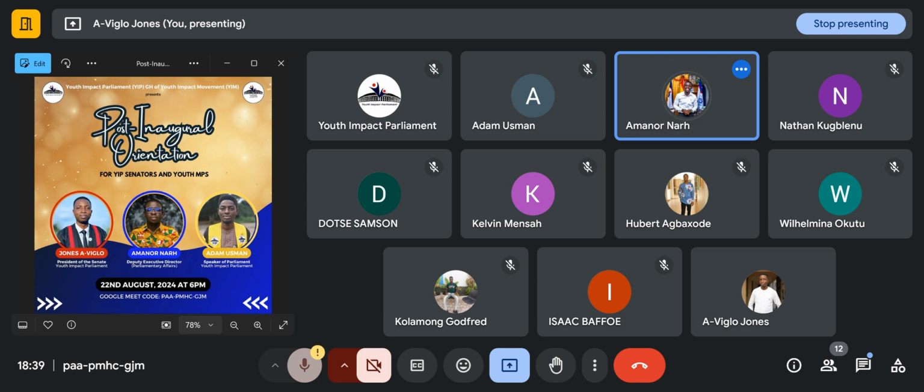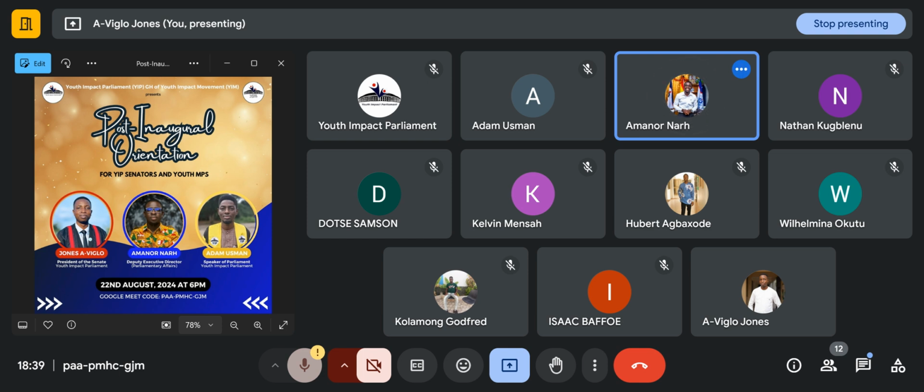Now, let's proceed to speak about the benefits a member will get from joining Youth Impact Movement and its two branches. I must say that there are no financial benefits. So if anybody has this in mind, please, you are deceiving yourself. There are a number of benefits that you will get, and I'm a living testimony.